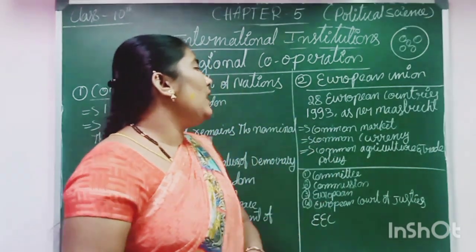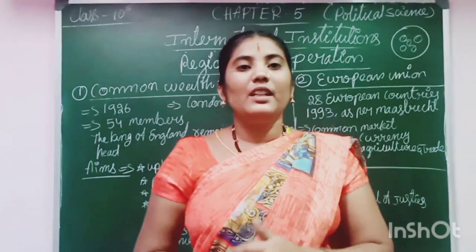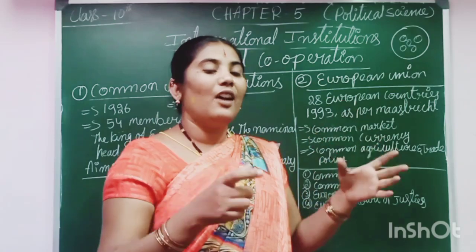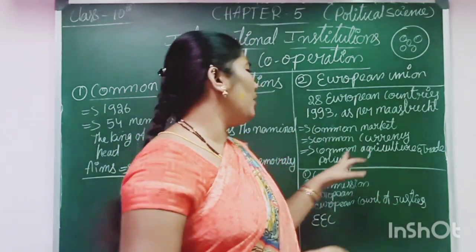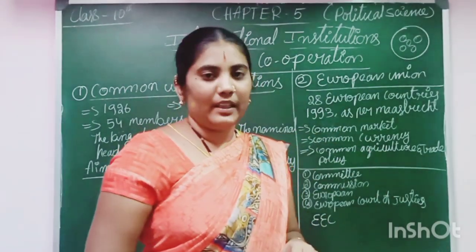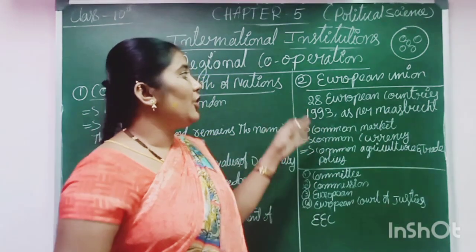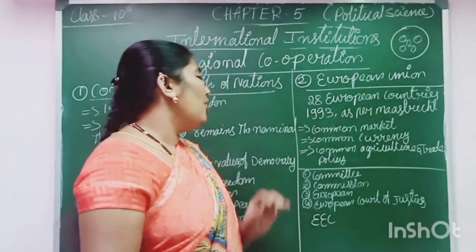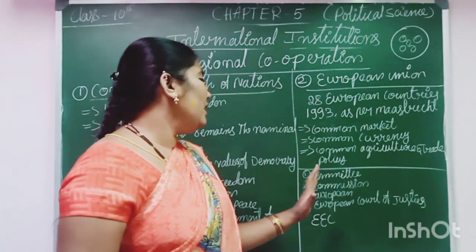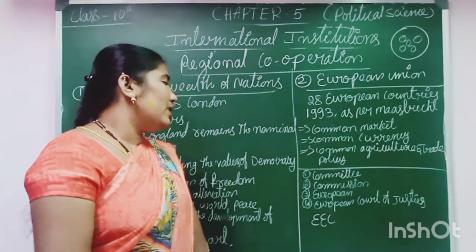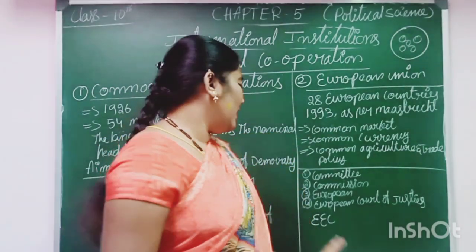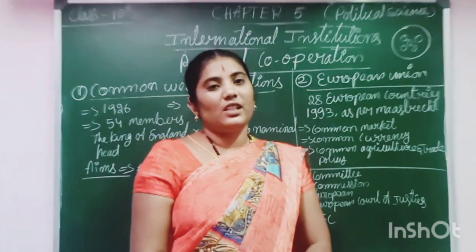Then after that, common agriculture and trade policy. What is it? So a common market is there, a common currency is there, then they have the same trading policy and agricultural method. Understand? This is the special feature of the EU, European Union. Then afterwards it works through the Commission. Afterwards, the European Court of Justice is also there.